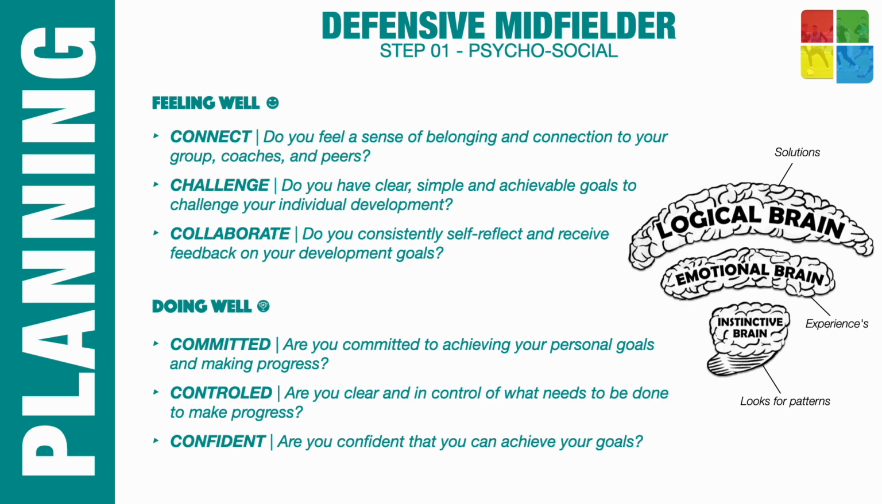Control. Are you clear in your control of what needs to be done to make progress? So do you know how to be successful with your challenges? And then last of all, when you tick the five Cs before this, this is where confidence comes from. So are you confident in achieving your goals? Now, in an ideal world, we need to strive to tick all these six Cs. If we do, we are putting you in a really good position, which will help you accelerate your learning.